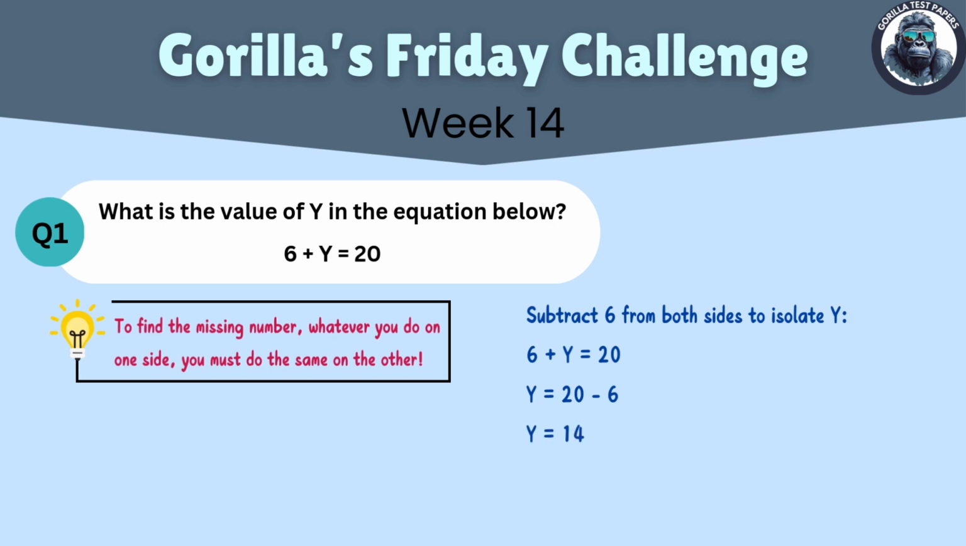For this type of question, you can also think of moving the 6 to the other side of the equal sign. And when it comes to crossing the equal sign, the plus 6 becomes minus 6. So again, we get y equals 20 minus 6, which gives us 14. So therefore, the answer is 14. And either method is totally fine to use, it's just whatever makes the most sense to you.